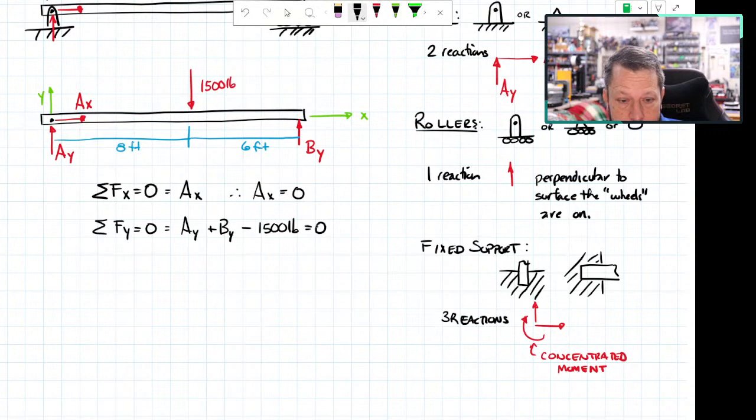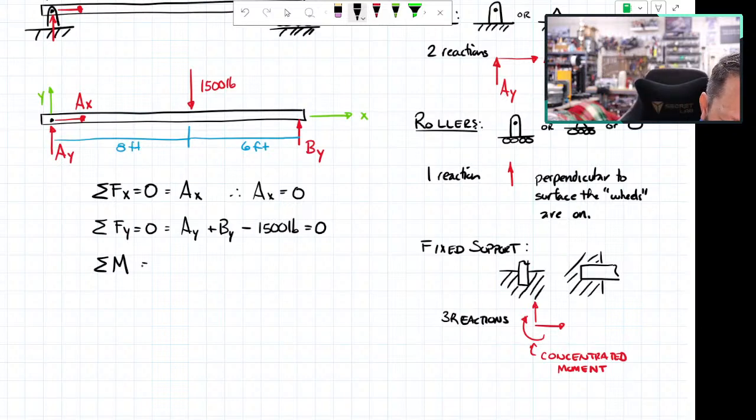And that equation is going to be the summation of moments equation. So the deal with the summation of moments is, for summation of forces in x, I look at every force in the x direction. For y, I look at every force in the y direction. For moments, I don't really do directions. I have to figure out what point I'm interested in. So where would be a good point to sum moments? What the equation is saying, summation of moments equals 0.